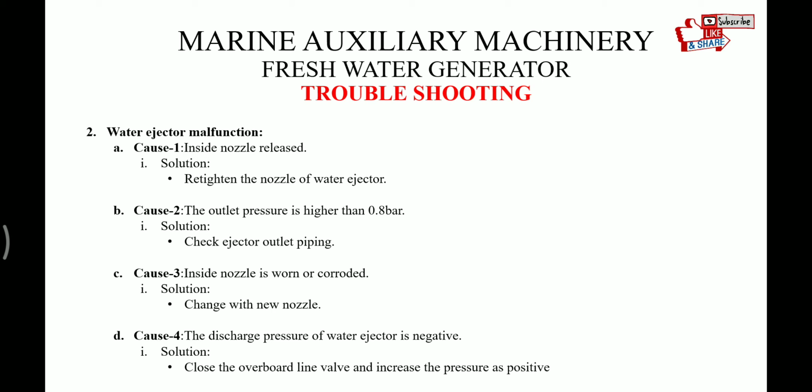Third cause is inside nozzle is worn or corroded. In that case, change with a new nozzle. Fourth cause is the discharge pressure of the water ejector is negative. In that case, close the overboard valve and increase the pressure till it is positive.